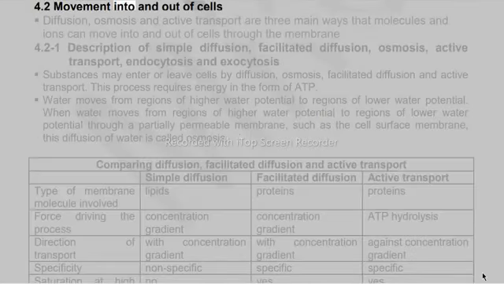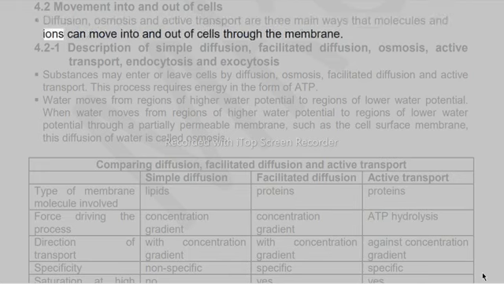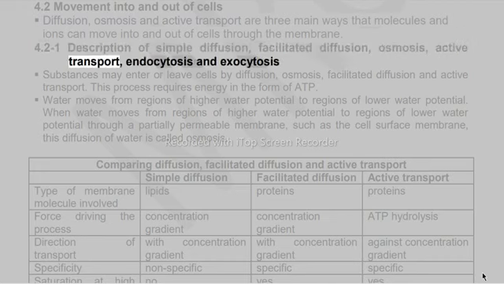4.2 Movement into and out of cells. Diffusion, osmosis and active transport are three main ways that molecules and ions can move into and out of cells through the membrane. 4.2-1 Description of simple diffusion, facilitated diffusion, osmosis, active transport, endocytosis and exocytosis.